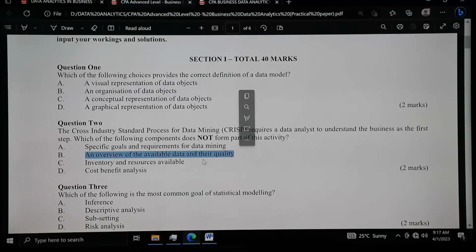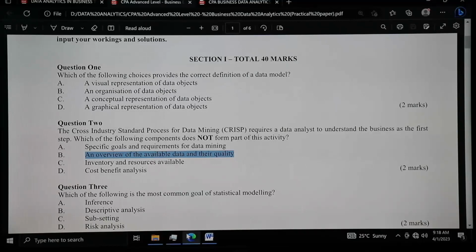Then cost benefit analysis. The cost benefit analysis is normally done to understand the added value. That is the value added to the data that you already have, or to understand the business in the concept of value addition. So is it viable or not viable? Some questions are very tricky and you must actually analyze, and you come up with one, the specific one that is not actually part of understanding the business.